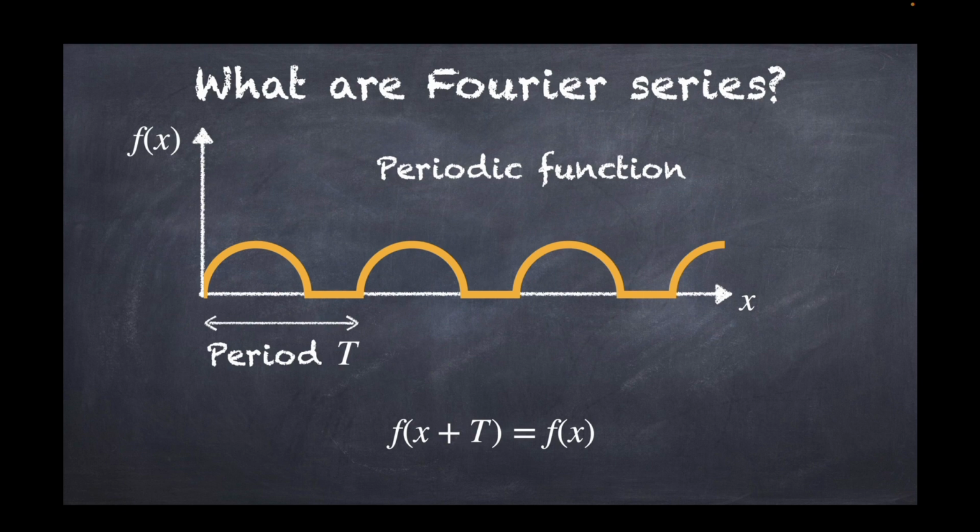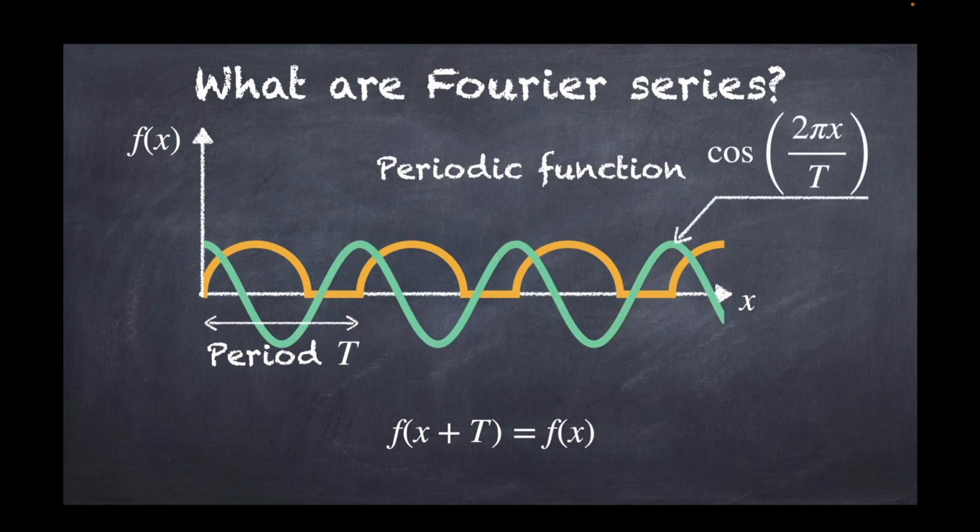So what do we know of examples of periodic functions? Well, the typical one is basically the cosine function. So here I've plotted the cosine of 2 pi x over T, and essentially this is going to return this specific pattern. As you can see on the graph, the green curve has basically one full peak and then one trough. And this is covering the entirety of the period T here.